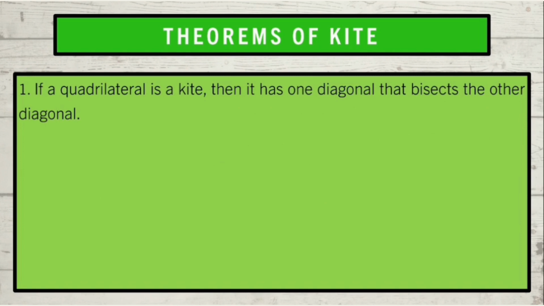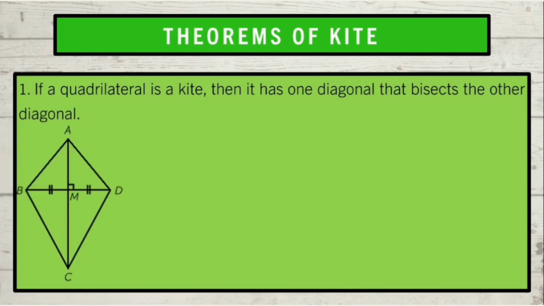Draw kite ADCB. Then, I want you to draw the diagonals of kite ADCB. Just like what we've discussed a while back, a diagonal is a line segment joining two non-consecutive vertices. Were you able to do it? You should have line segment AC and line segment BD inside the kite. Do we have the same figure?